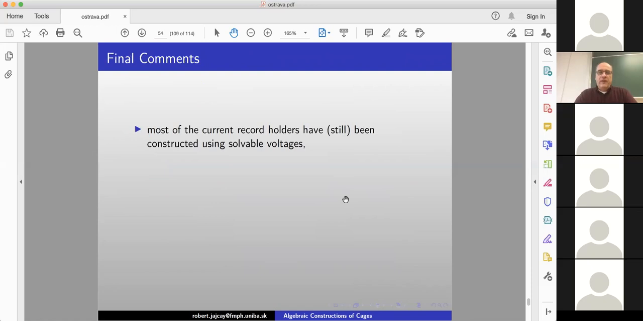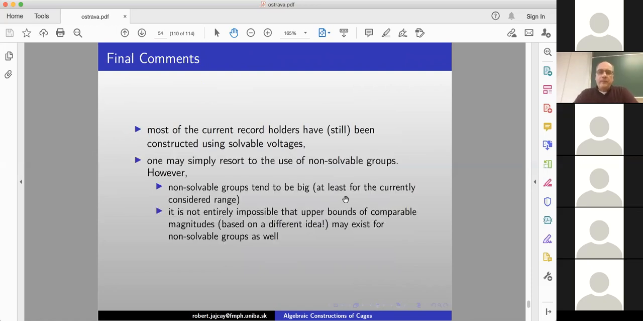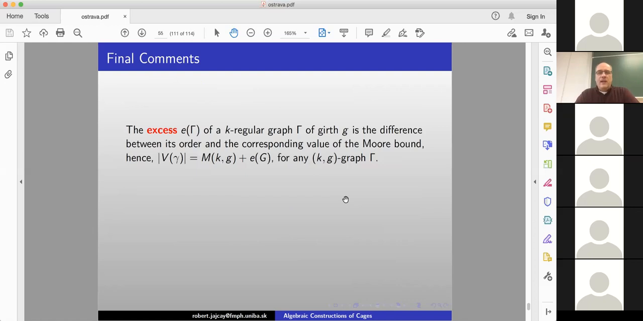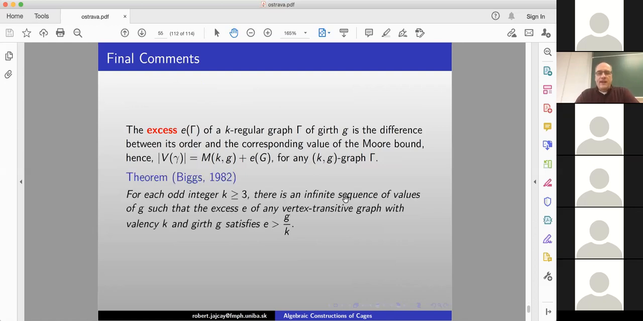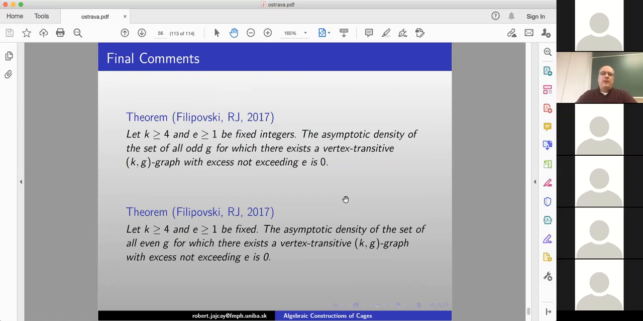Yeah. So I will finish with a few comments, and that is, what are the limits of these things? Well, the one good thing is the current record holders are usually constructed with voltages. One way to do this is to use non-solvable groups, but things get much harder when you try to use non-solvable groups. Just determining the girth, the shortest girth, is hard.